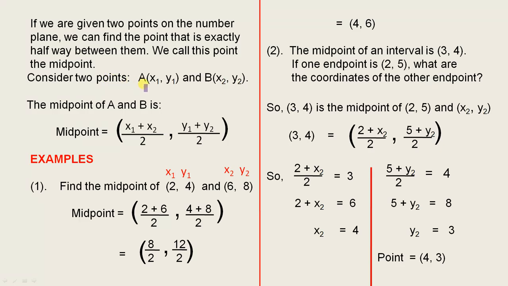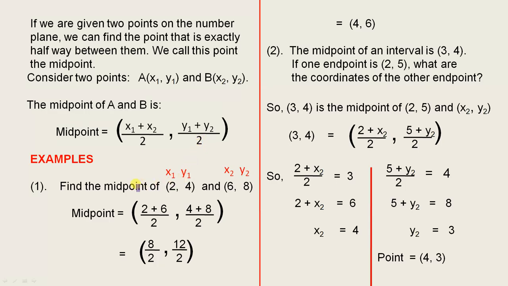Consider 2 points. A is x1, y1 and B is x2, y2. The midpoint of A and B is x1 plus x2 over 2, that's the x-coordinate, and y1 plus y2 over 2 is the y-coordinate. So to find the x-coordinate, you just get the two x values, add them up and divide by 2. And to find the y-coordinate, you get the two y values, add them up and divide by 2. And that gives you the midpoint of the 2 points.